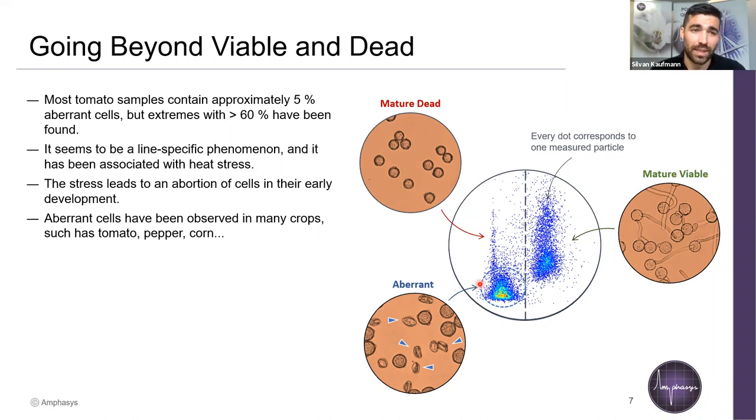It also seems to be a line-specific phenomenon, and in literature it has been associated with heat stress. And this stress condition leads to the abortion of cells in their early development. And again, I would like to make the link to the previous presentation in which Martijn mentioned that the most susceptible step in this whole sexual reproduction process is around meiosis. So this is very much in line with the observation that we have here.